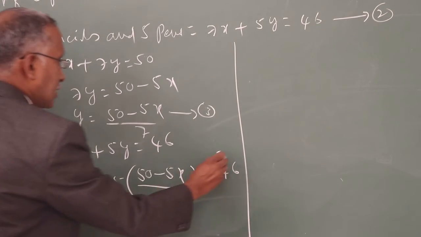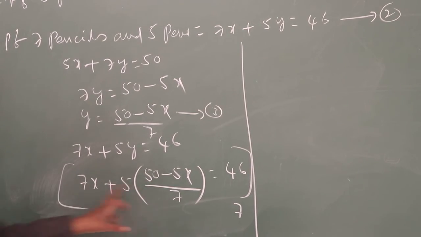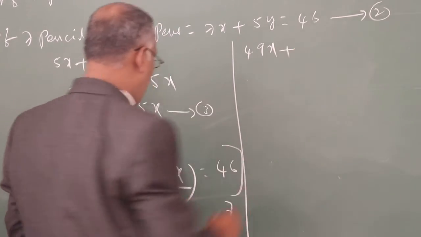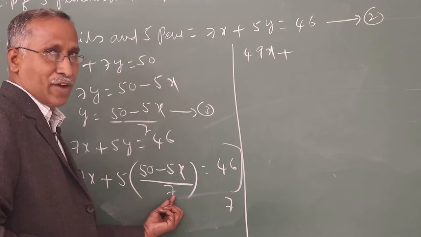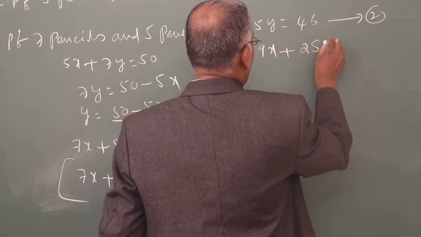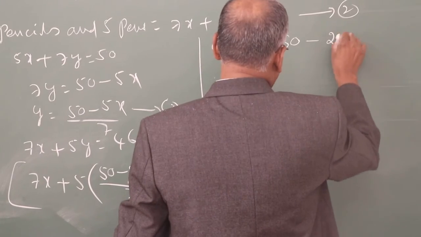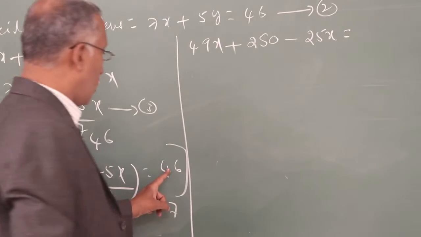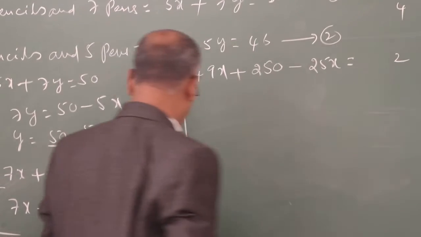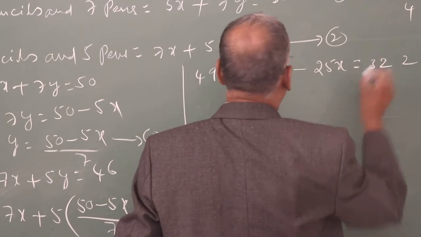Multiply this whole equation with the 7 so that this gets simplified here. 7 sevens are 49x. Next, if I multiply this term with the 7, 7 gets simplified. Then 5 into 50 minus x. 5 into 50 is 250, plus into minus, minus 5 5s are 25x, which is equal to 46 into 7. 7 sixes are 42. 7 fours are 28 plus 4, 32. Let us solve this now.